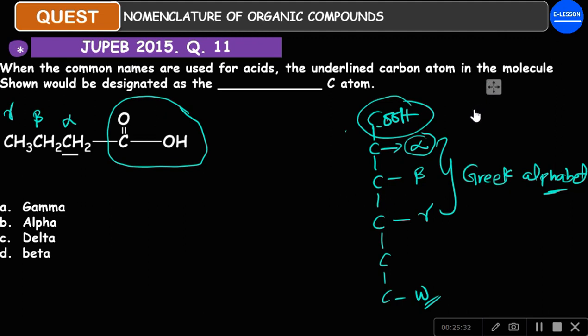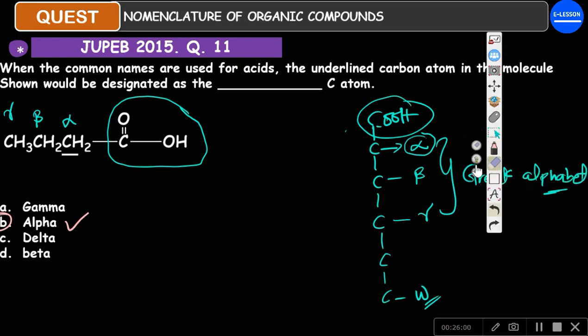So when you talk about common naming, especially for the carboxylic acid, this is the procedure to follow, and that makes option B the correct answer. The correct answer there is alpha. For common naming, the carbon underlined is alpha. How about if it were this carbon that was underlined? It would be beta. How about this one? Gamma, and so on and so forth. Alright, so that is the correct answer to that question.